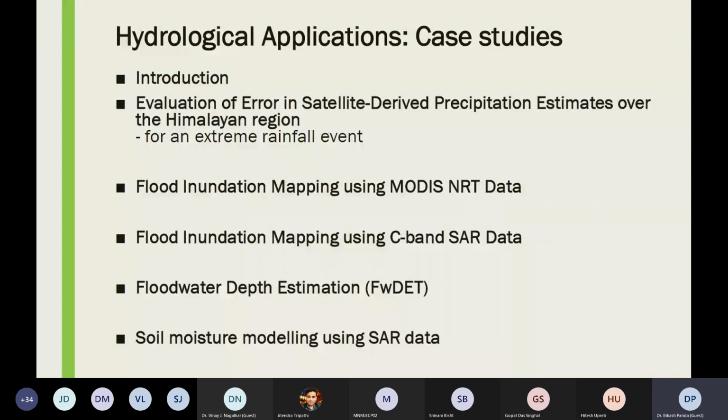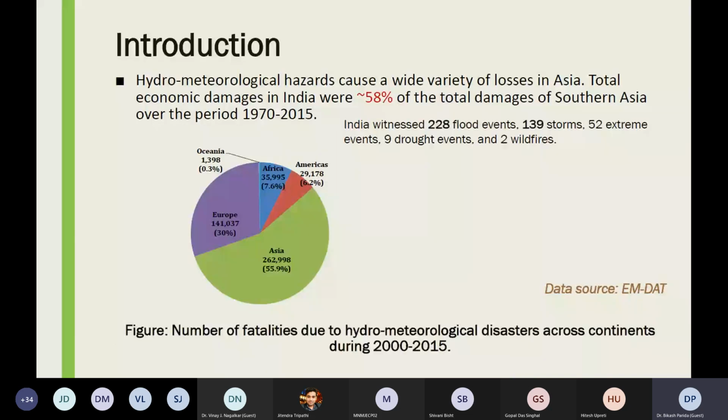Just to have a quick introduction related to hydrometeorological hazards. We know that flood is a part of the hydrometeorological hazards, and if you try to compute the kind of loss that we have, especially the economic losses, it has been estimated that around 58% of the total damage of Southern Asia is mostly from India itself. This is average data based on 1972 to 2015. There is a database called EM-DAT. You can access all the data from the EM-DAT website, and then you can analyze all these kinds of damages.